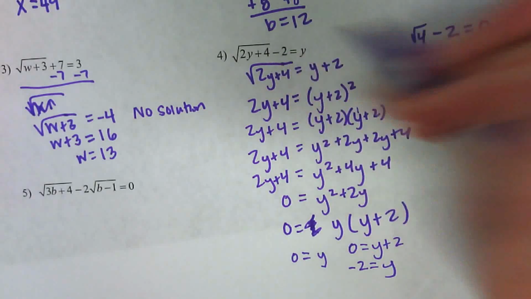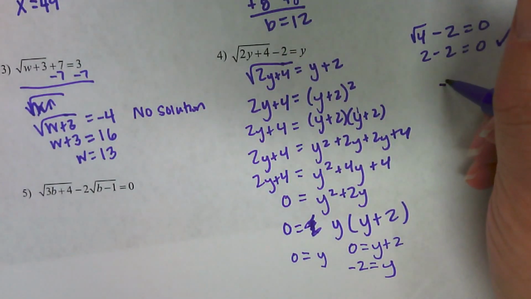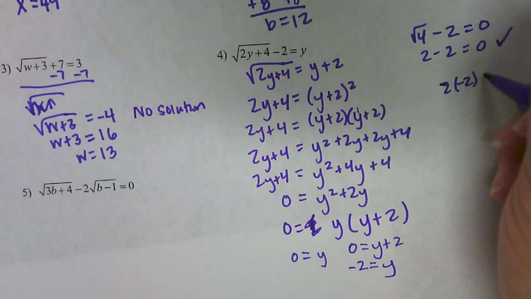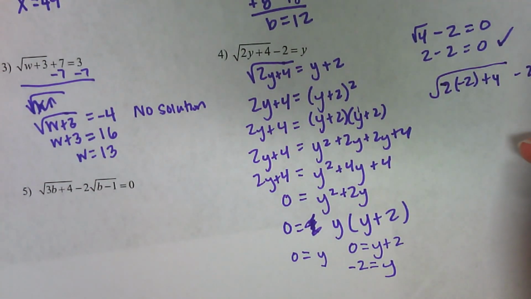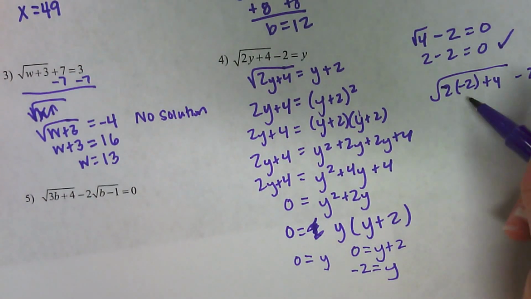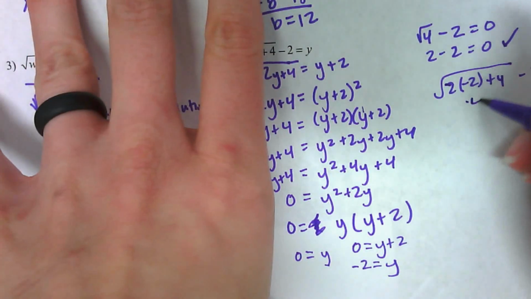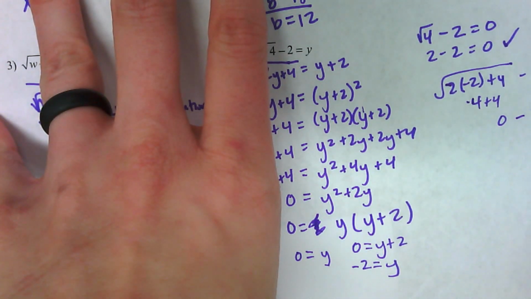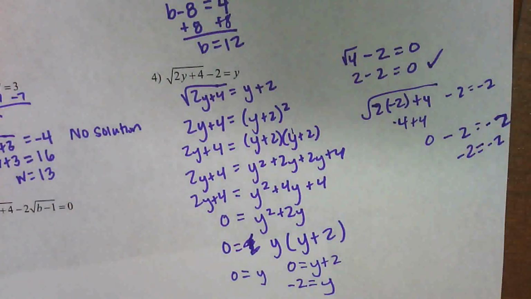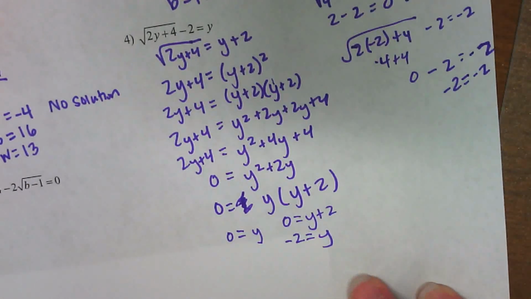If I plug in a negative 2, I'd have 2 times negative 2 underneath the radical. And that would give me negative 4 plus 4, which is going to give me 0. And the square root of 0 is 0. And when I do negative 2, I get negative 2 on both sides. So those both worked. So I have two solutions for that one.